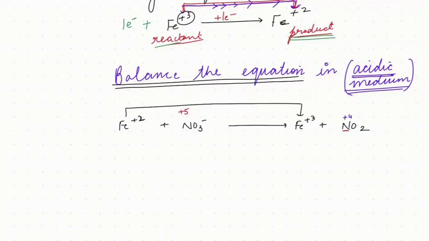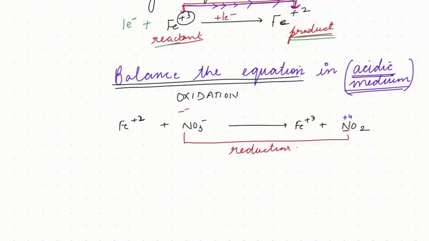When charge increases, it is oxidation. Increase in charge is what? Oxidation. And nitrogen getting reduced from plus 5 to plus 4, it is reduction. Also keep in mind what is happening. Plus 5 to plus 4. What do you think is happening? When you're moving from plus 5 to plus 4, an electron is going towards nitrogen from iron.